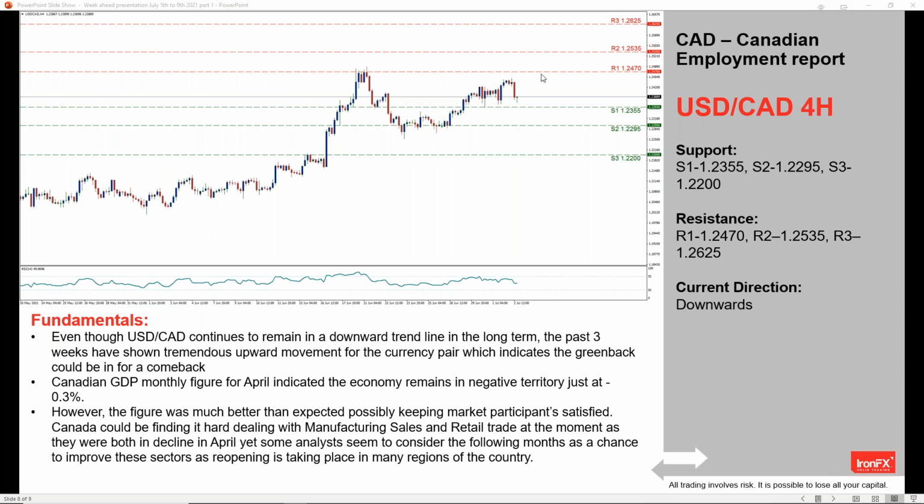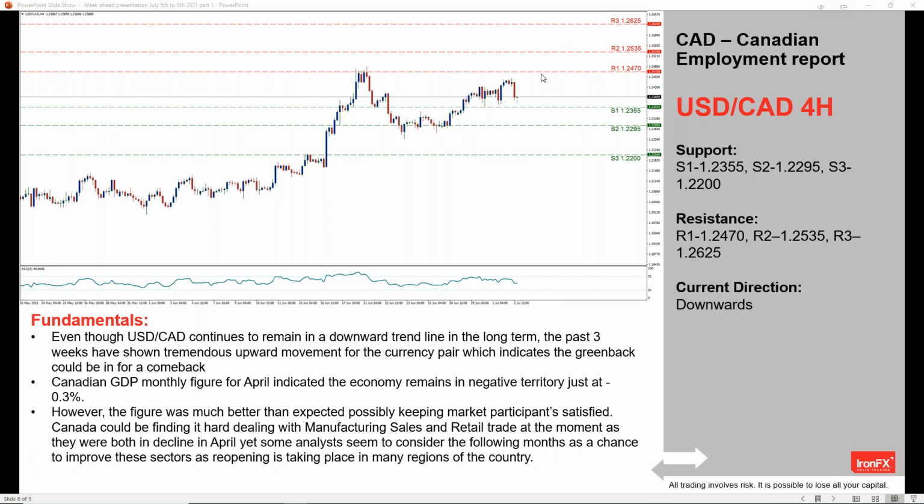So even though USDCAD continues to remain in a downward trend line in the long term, the past 3 weeks have shown tremendous upward movement for the currency pair, which indicates the greenback could be in for a comeback. Yesterday, the Canadian GDP monthly figure for April indicated the economy remains in negative territory, just at minus 0.3%. However, the figure was much better than expected, possibly keeping market participants satisfied.